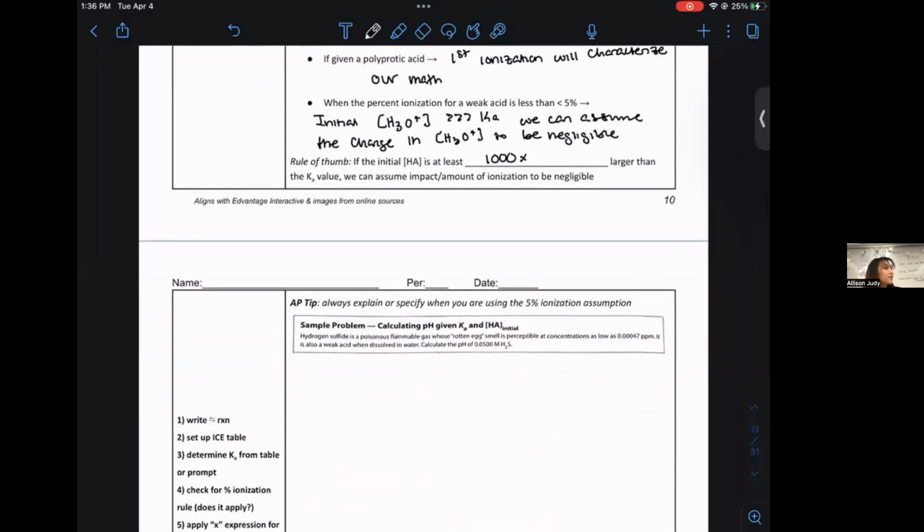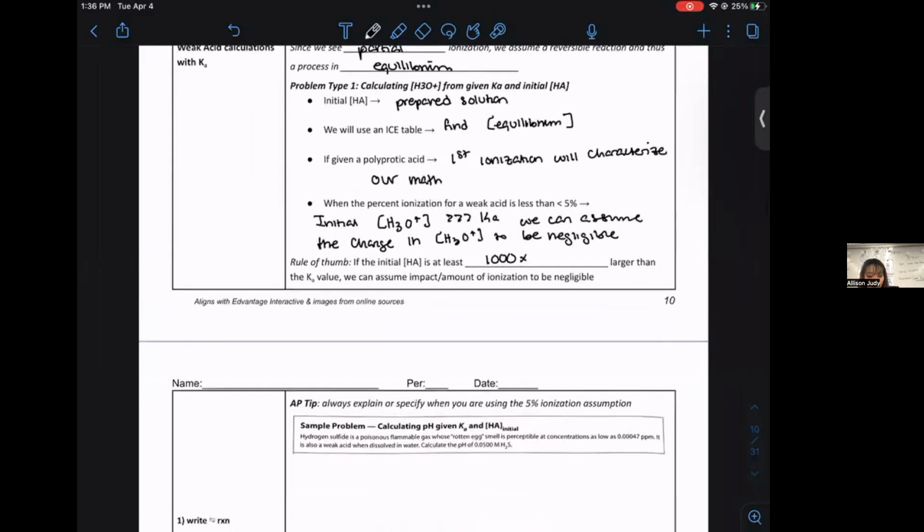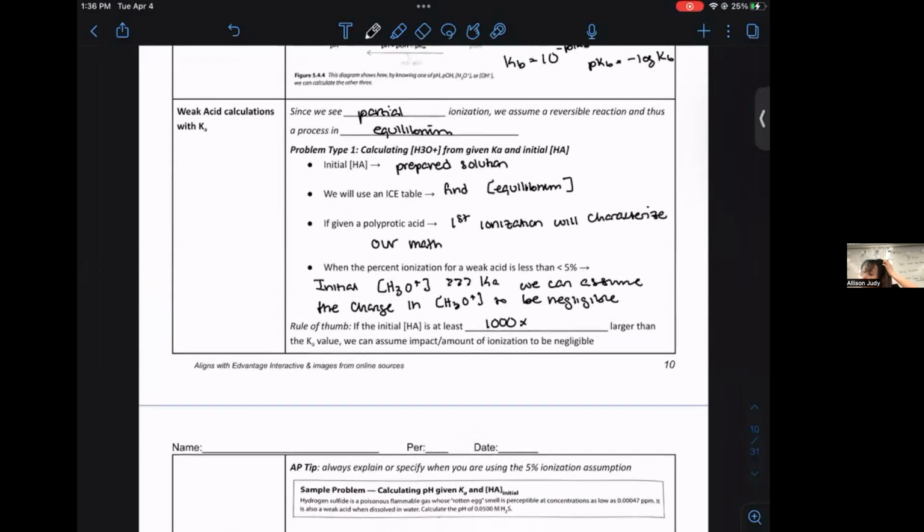So here is the first type of problem. Here we have type of problem number 1. We're going to calculate the acid concentration at equilibrium from the given Ka and initial HA. You will always be given Ka if you need it. They will not make you find it without giving you ample amount. Maybe they'll give you Kb and Kw, and then you have to use Kw equals Kb times Ka to find Ka, but they will always somehow provide Ka if you need it, okay?